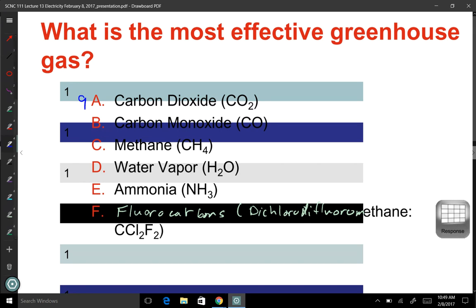9 people that said carbon dioxide, 0 that said carbon monoxide, 2 that said methane, 5 that said water vapor, and none for the last 2. All right. 9 people said carbon dioxide. Why did you choose carbon dioxide? Nine of you, that's more than half.